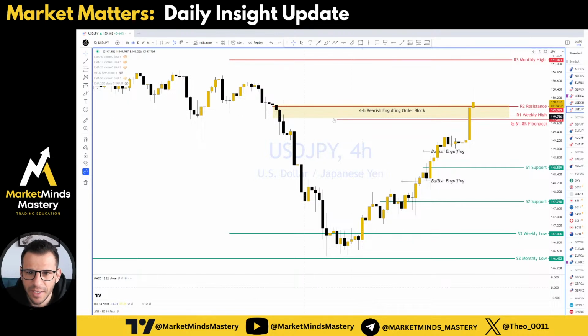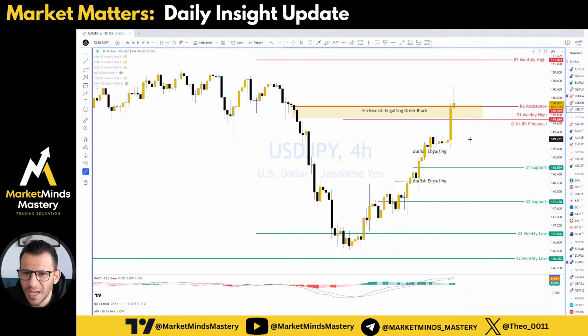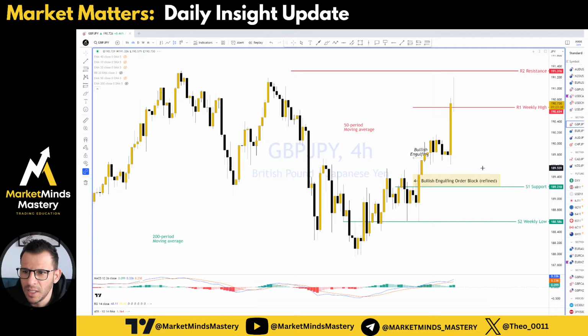USD Japanese yen, it entered into this bearish engulfing order block and it just smashed through. Didn't respect the 61.8 Fibonacci percent, and we might see some continuation. As the market really bounced from many weekly supports, this weekly and this monthly support, we don't know if it's going to move to the upside and change its trend. Okay, so let's be a bit cautious with that.